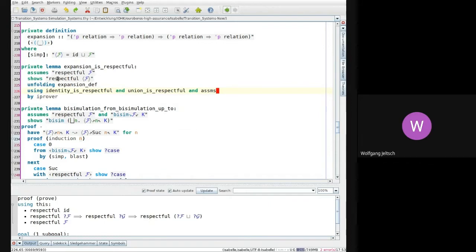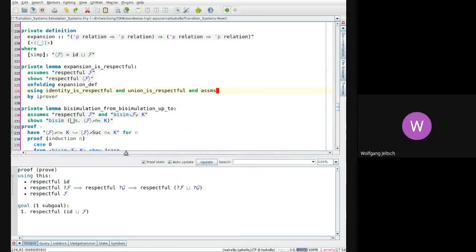And the assumptions: there is only one assumption. If you say assumes, then we get this assumes identifier, which is the list of assumptions, a fact list, and it's just one fact: respectful f. So we have all this here, and from this we need to derive this, and this can be done by iProver, which is an automated proof method that does intuitionistic reasoning. Typically in such a case I would use blast, which is a classical logic reasoner, but here blast doesn't work. Blast often also gets stuck because its search goes into branches where it cannot get out anymore, or where it just takes too long.